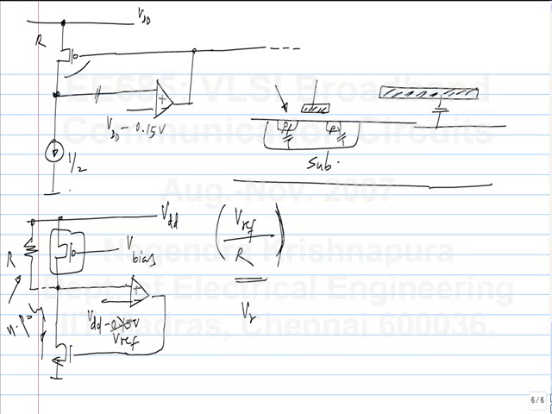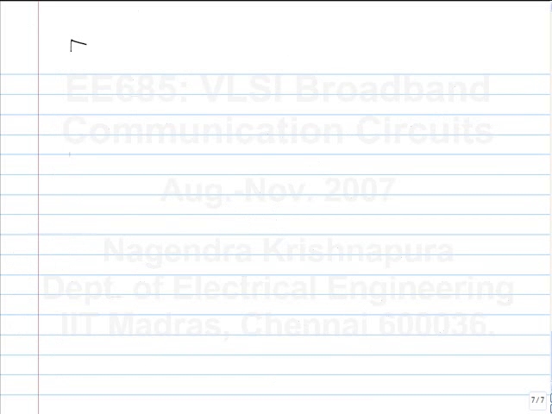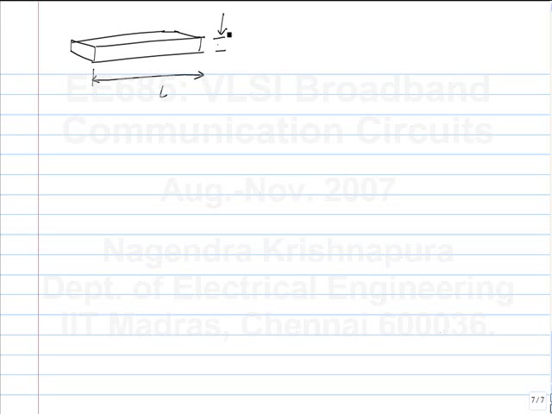So let's say the current is Vref by Rref, which is Vref by the sheet resistance times L naught by W naught. Everyone is familiar with the concept of sheet resistance? Okay. So the resistivity of a bar of material depends on the length, the thickness, the width, and the resistivity of the material. Okay. So what is it?